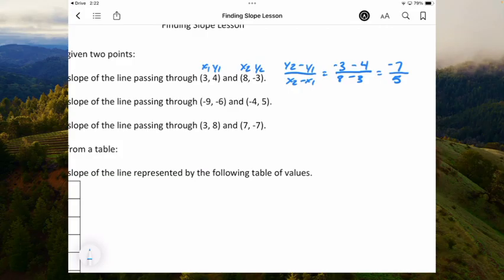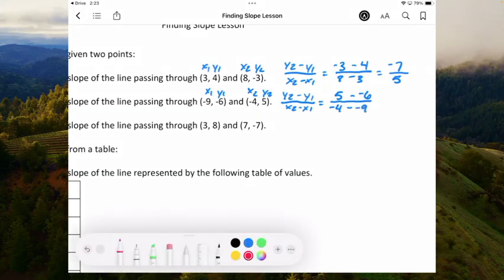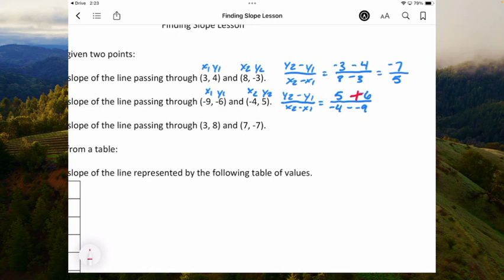Next one, x1, y1, x2, y2, y2 minus y1 over x2 minus x1. Template, 5 minus -6, -4 minus -9. The places we have the double negatives, we got to clear them up, make the plus sign. Our slope here is going to be 11 over 5. Again, that cannot be simplified.